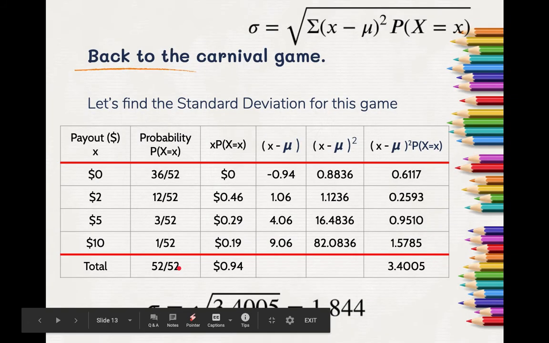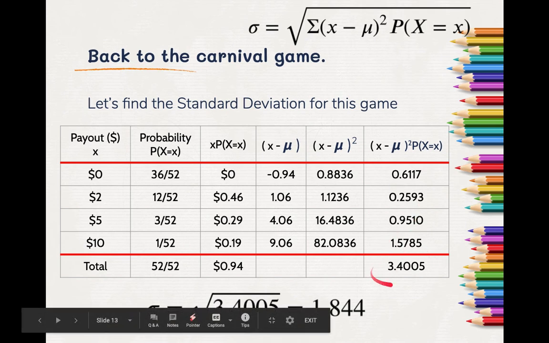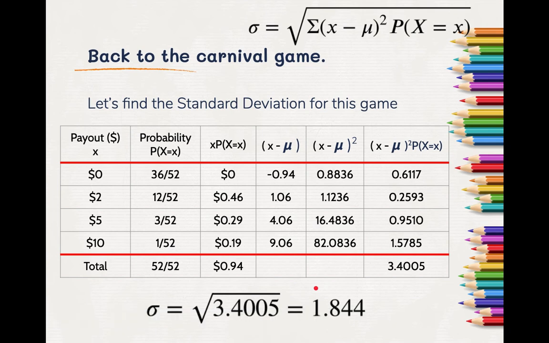So let's actually do those. With my carnival game, here's my x minus mu. Basically, this is my 0 minus 94 cents, 2 minus 94. I square that number and multiply it by the probability. That's what I add together. I take the square root of that number, and I get my 1.844. That's using the defining formula.